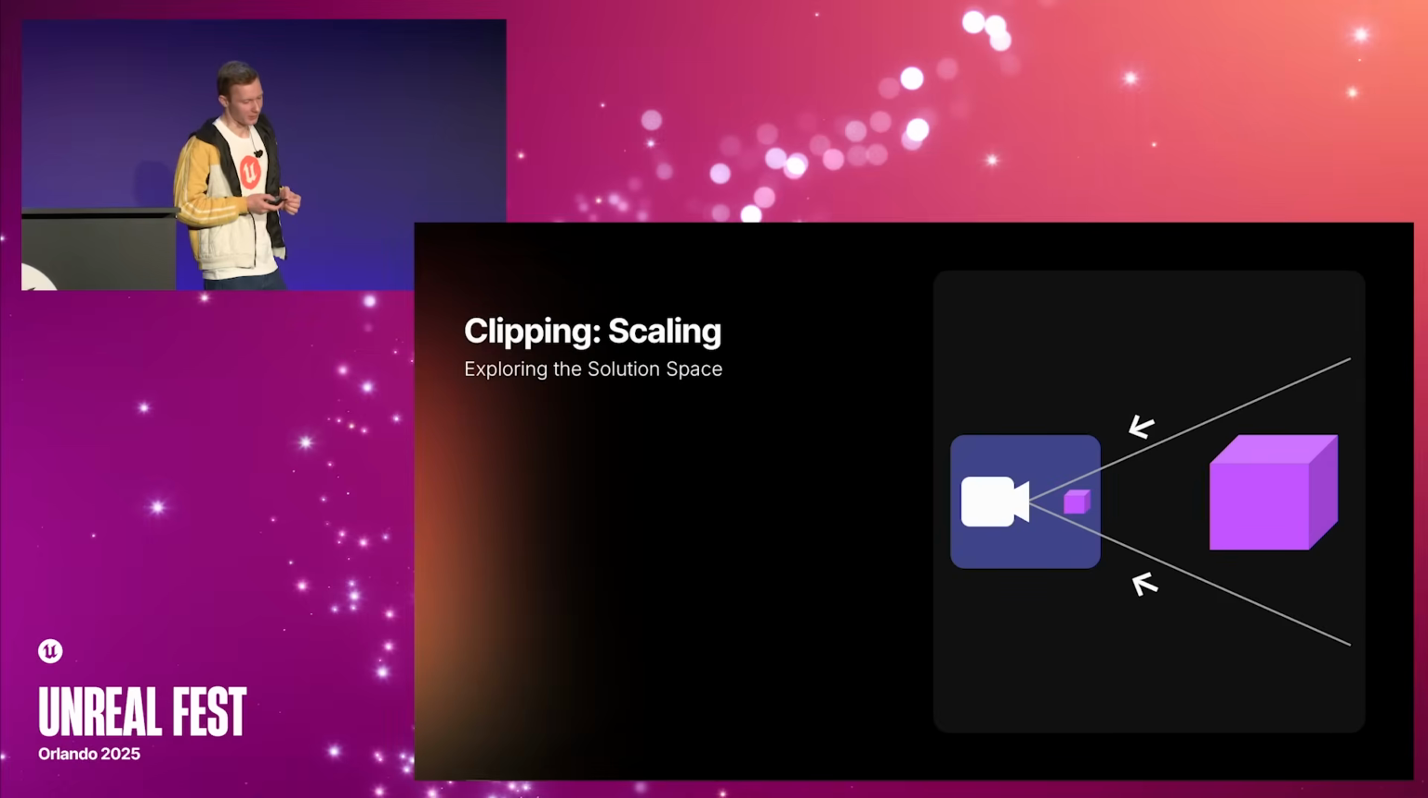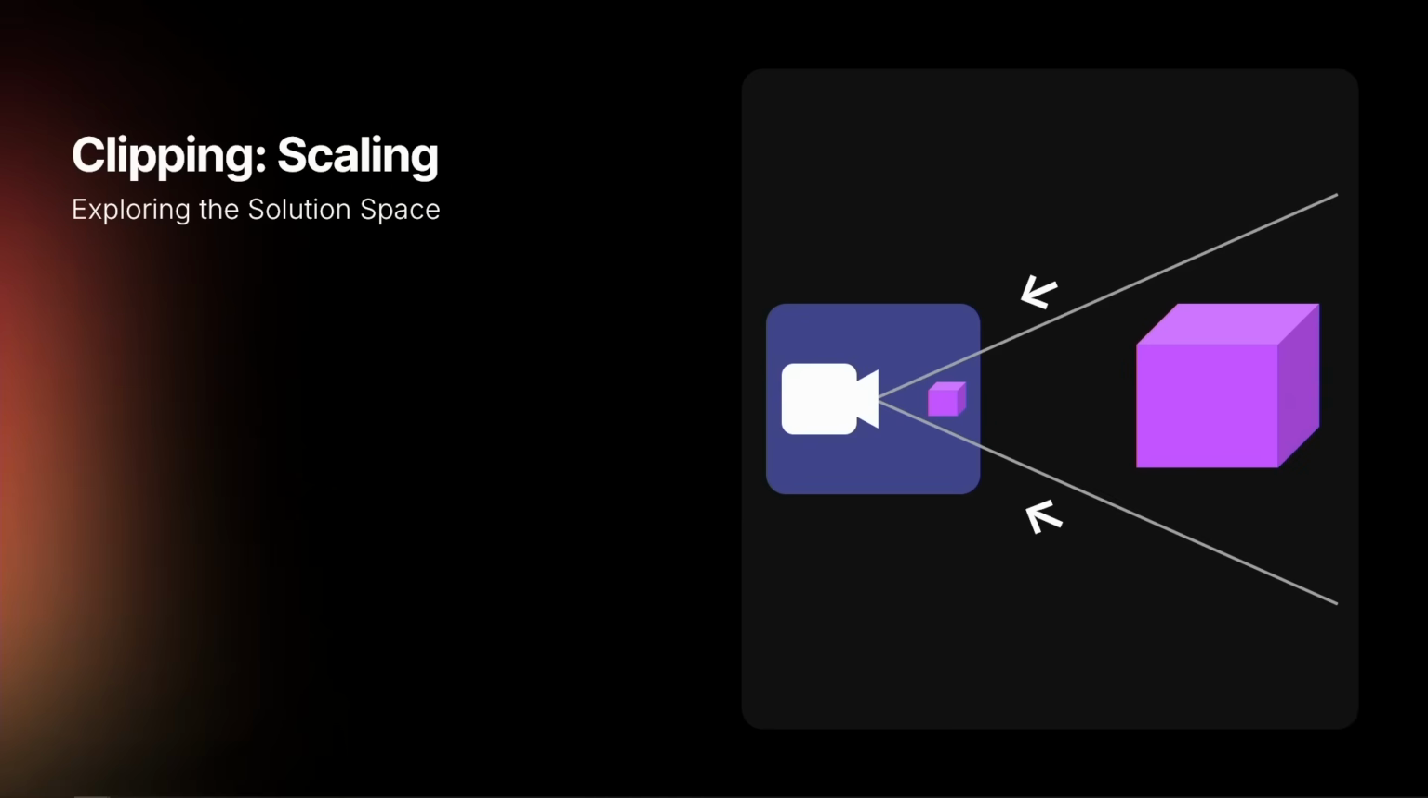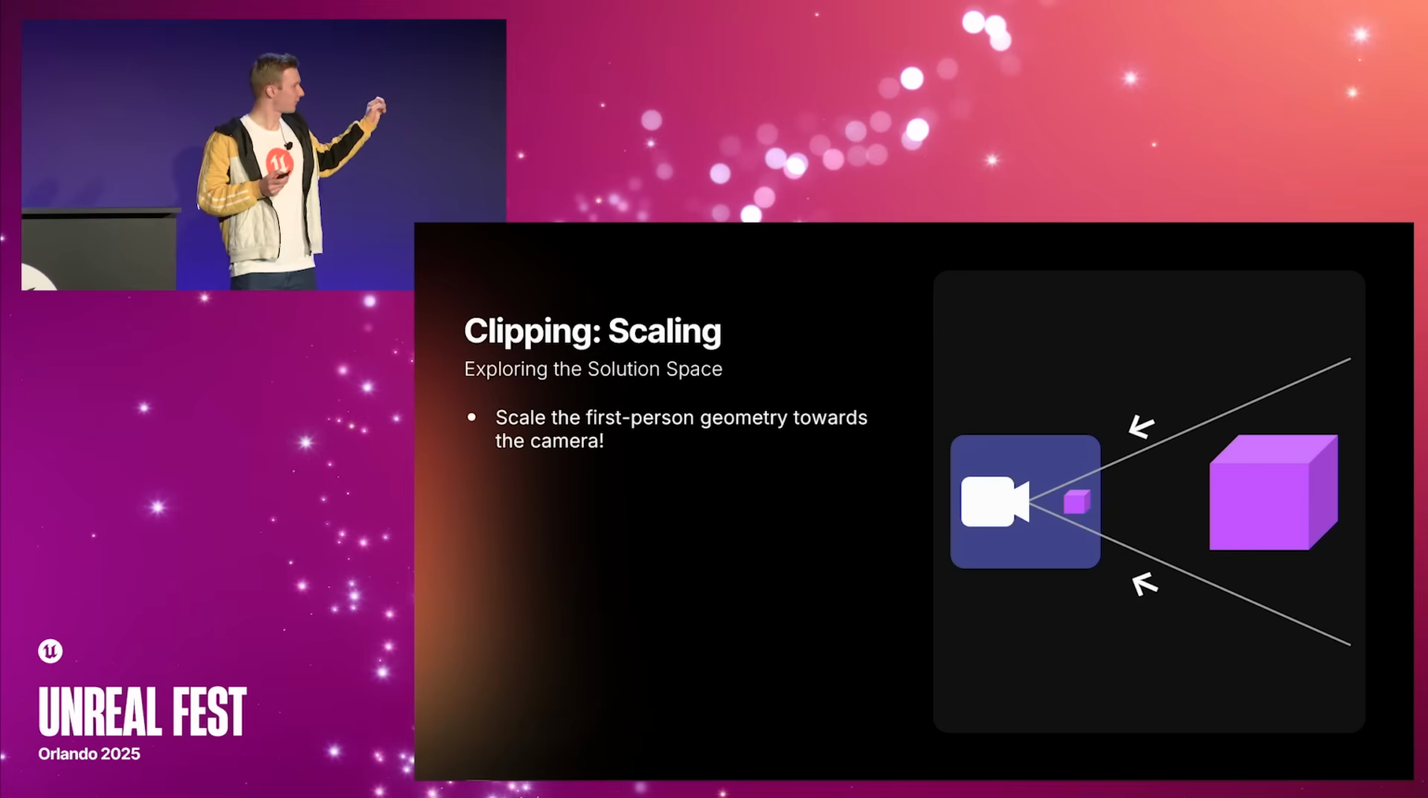All right, next one. This one is a solution for just the clipping. I call it scaling. I don't know, naming things is very hard. So the idea here is that we scale the first-person geometry towards the camera. I tried to show this in the graphic on the right. By scaling it towards the camera, relative to the camera itself in view space essentially, we are also moving it closer to the camera.